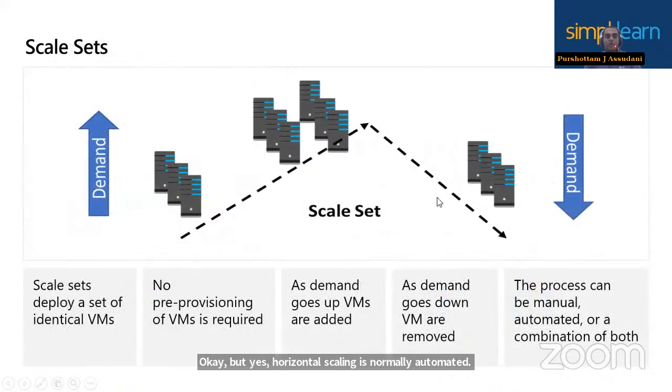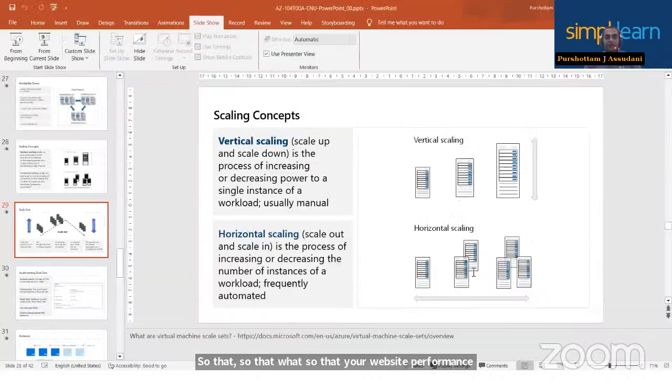Like I told you, with e-commerce websites like Flipkart's Big Billion Days and Amazon's Great Indian Sale, at that time you would like to increase the number of servers, and when the sale days are off, you would like to reduce the number of servers in an automated manner, so that your website performance doesn't go down, right? And that's what we are going to see today.